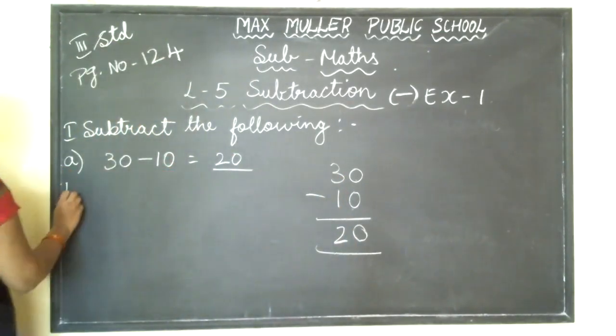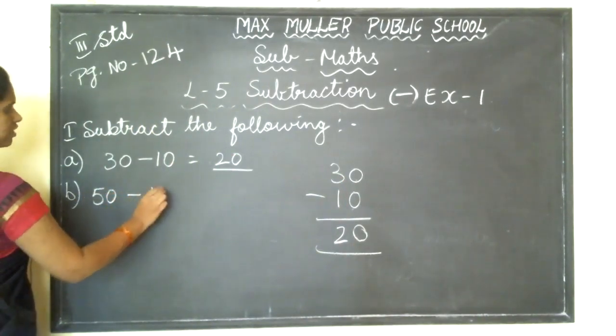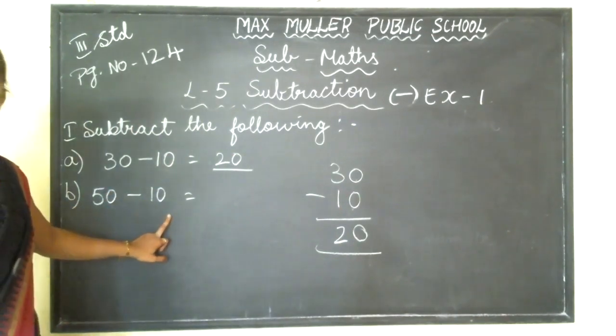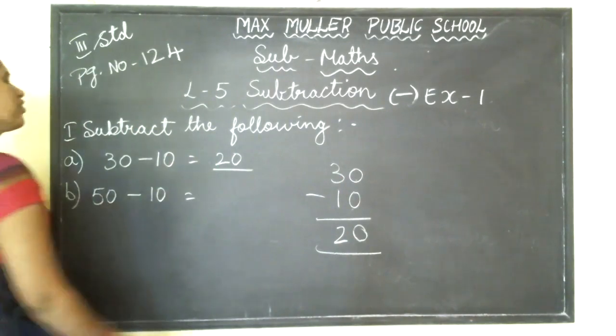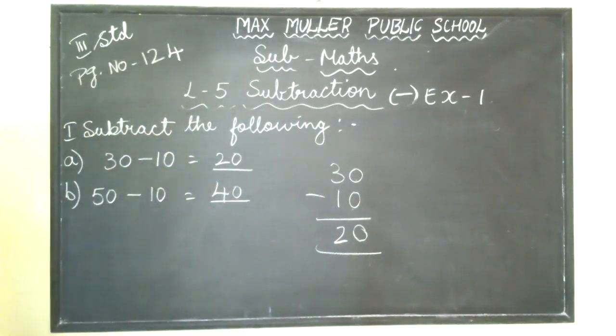Next, B1, 50 minus 10. How much will you get? From 50, if you minus 10, you will get 40. Subtraction you have to do.